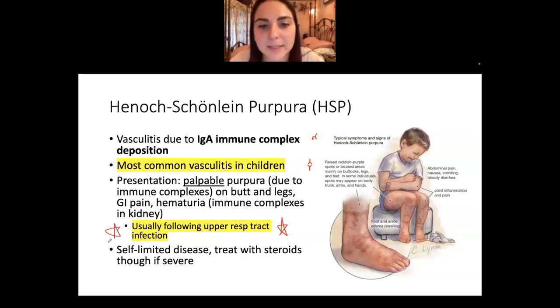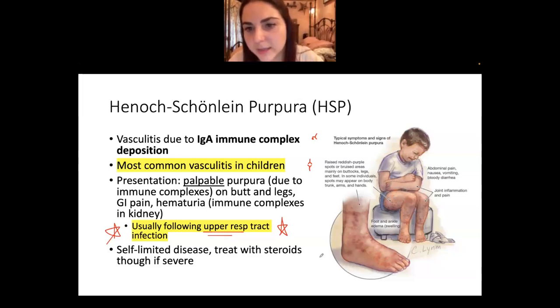But usually, and this is another way to help you differentiate between this one and other ones, it's following an upper respiratory tract infection. Hopefully that makes sense, because in the upper respiratory tract, you would make a lot of IgA, since it's in the mucous membranes, up here in the sinuses and nasopharynx. It's self-limiting, meaning it will go away, but the symptoms are caused by these IgA immune complexes. If the kid is really in pain, you can treat with steroids, but it eventually will go away.